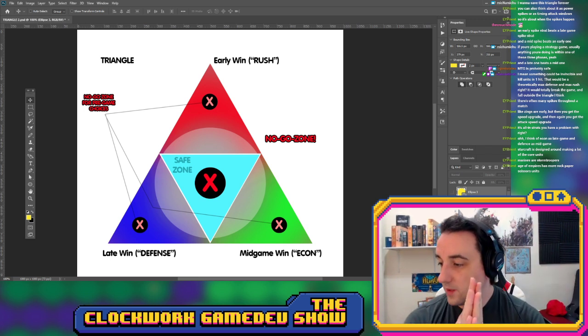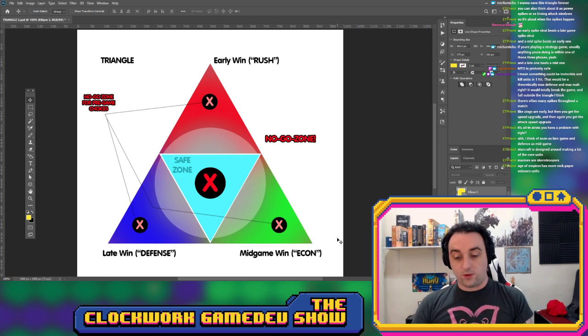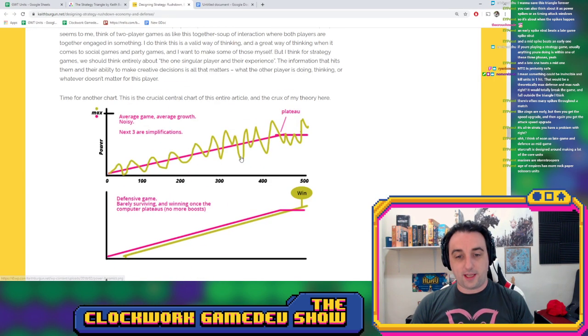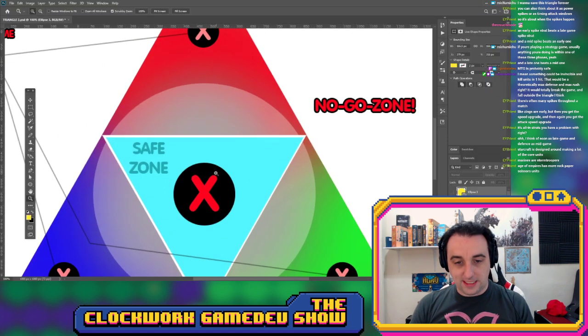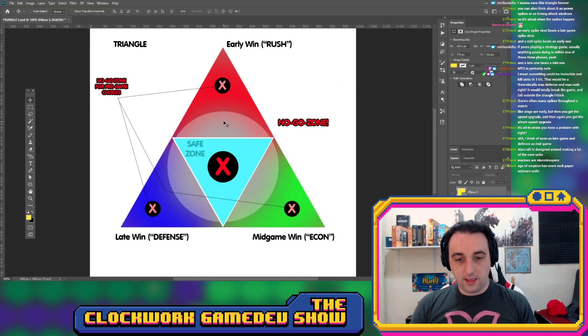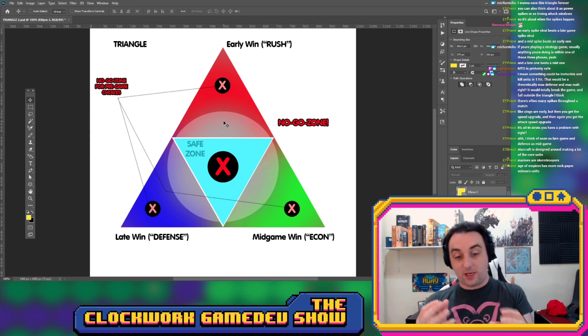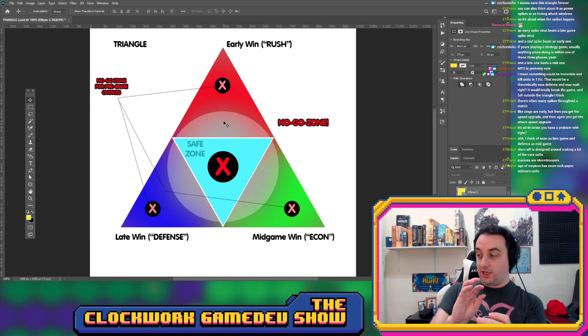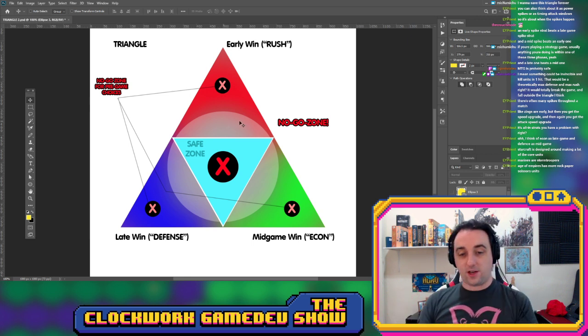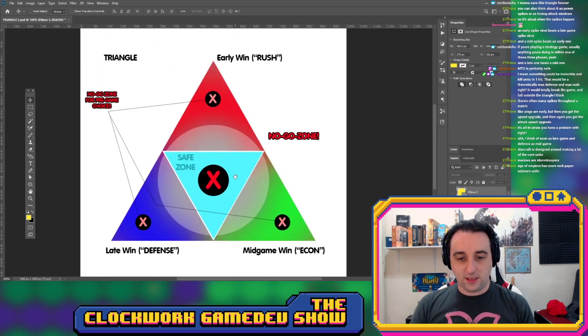Let's see. There's often many spikes throughout a match. Right. And so this is all super abstracted. Like I tried to explain here, it's just this constant dance around the triangle. And what I really like to see is that dance I was talking about, where it's like, oh, you're going a little bit more rush. Okay, I'm going a little bit more defense. Okay, I'm going a little bit more econ. You're going a little more rush. And we're sort of dancing around this triangle, right? That's the idea.